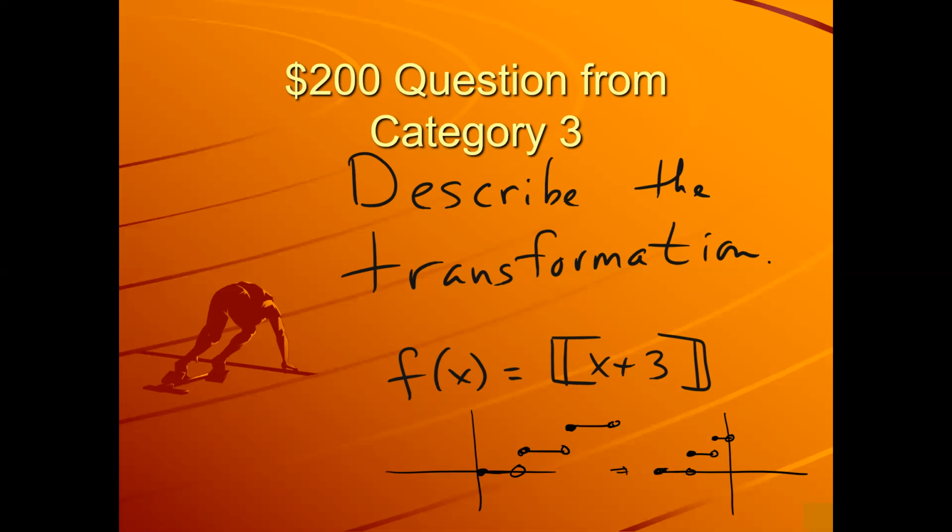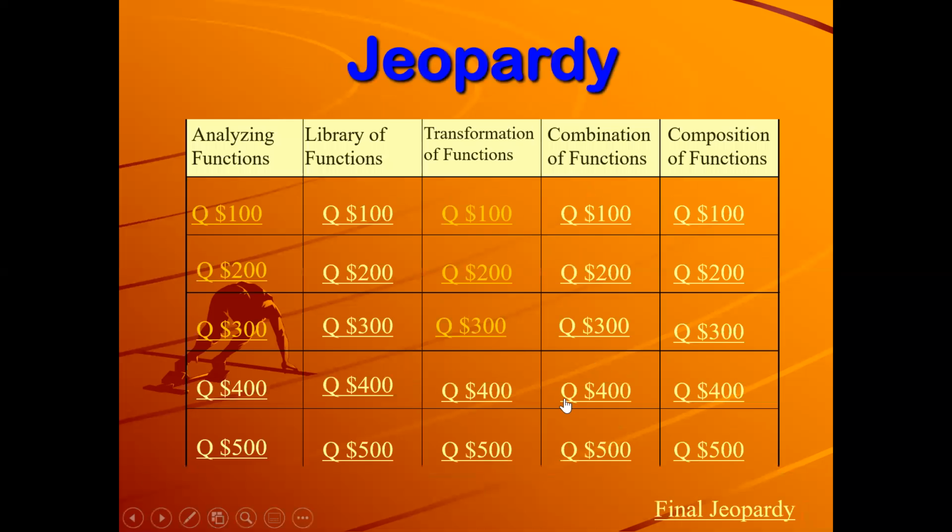Abe and Annette's group got another 100 here. Abe answered, so Annette gets to pick a category. Combination of functions, 200. Okay, on your mark, set, go. Annette, 200, right? Okay.